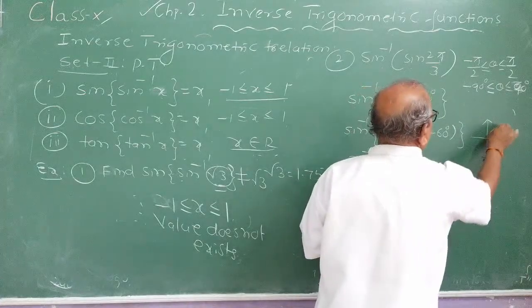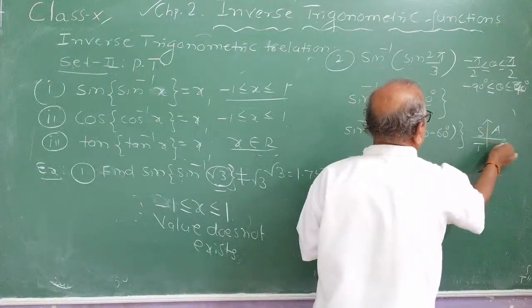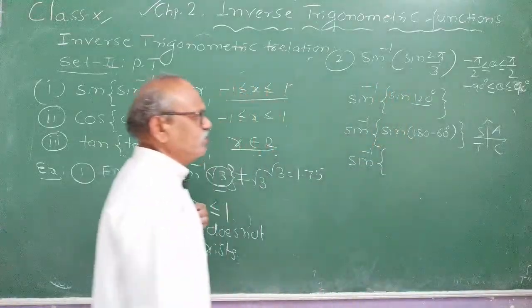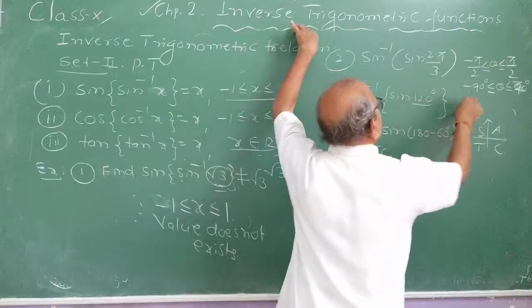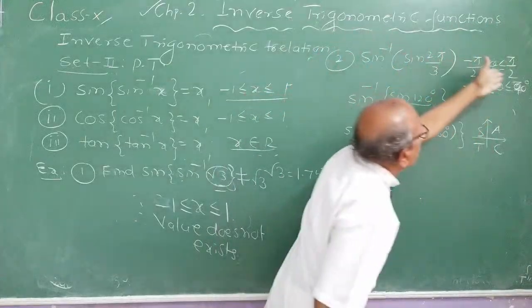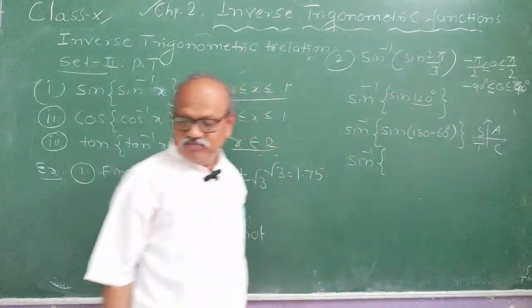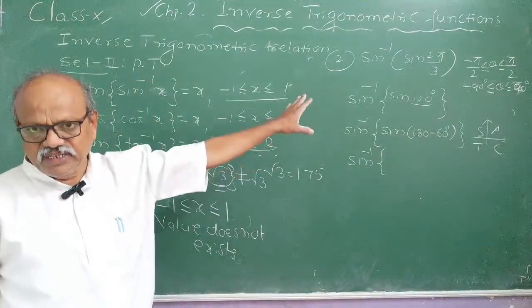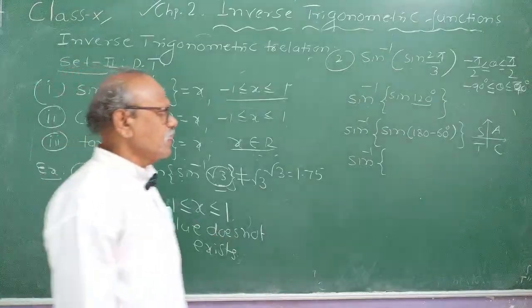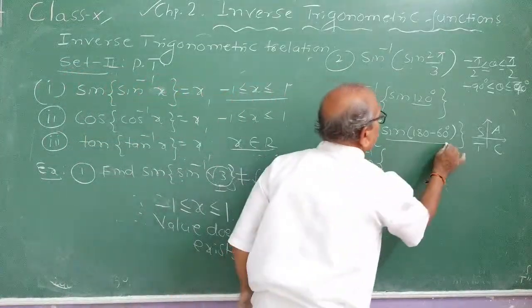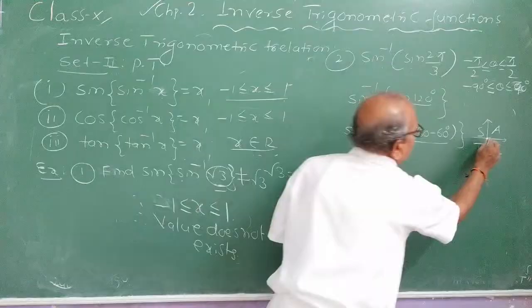ASTC rule, learn it carefully. It is not an easy chapter, my dear students. You must be very careful. Many students, for sine inverse of sine 120, will directly write 120. They will not learn this restriction. I have observed that in my 27 years. Every year students make this mistake. Why should it be brought within this range?